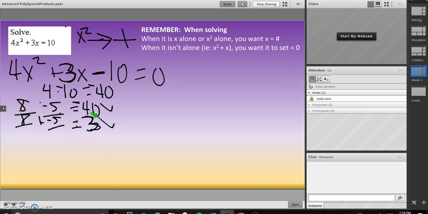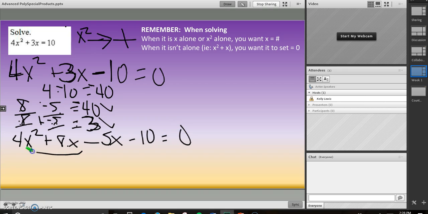All right, so instead of writing x plus 8, x minus 5, which is what we do if there's no number right here, we're going to write 4x squared plus 8x from this guy minus 5x from that guy. Notice 8x minus 5x is 3x. And then we have this minus 10 equals 0.